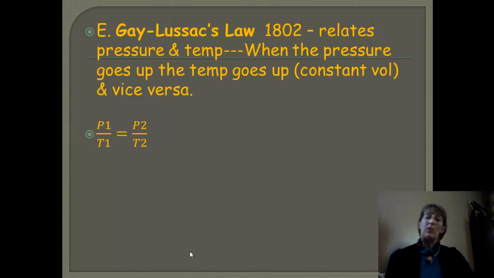So the fifth one is Gay-Lussac's law. Yes, it is Gay-Lussac. Created in about 1802, it relates pressure and temperature. So in this case, we're going to keep a constant volume. The volume doesn't change. And we're going to see what happens to the pressure and the temperature. So in this case, when the pressure goes up, the temperature goes up.